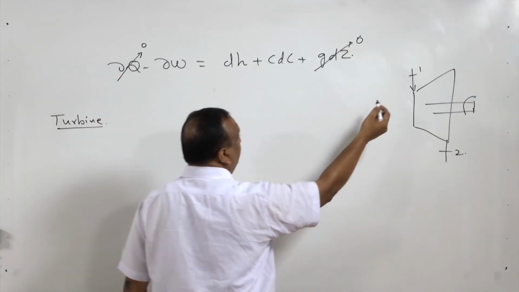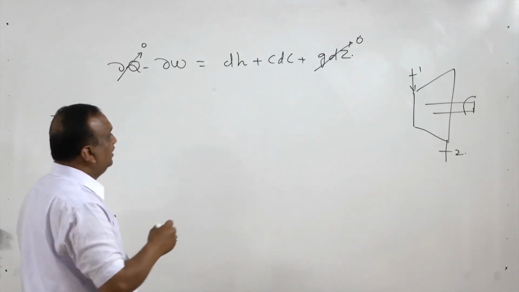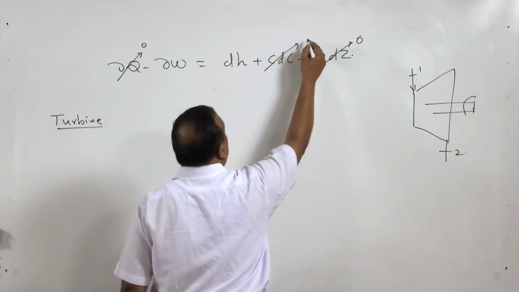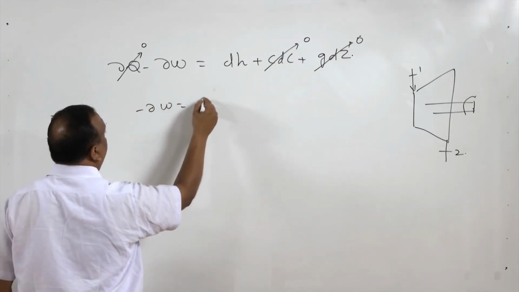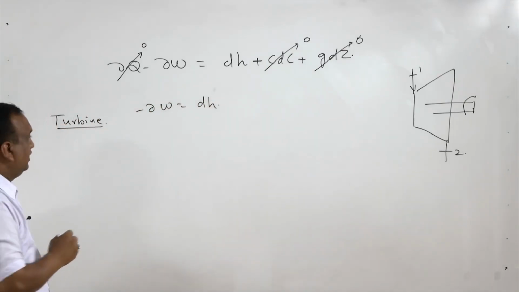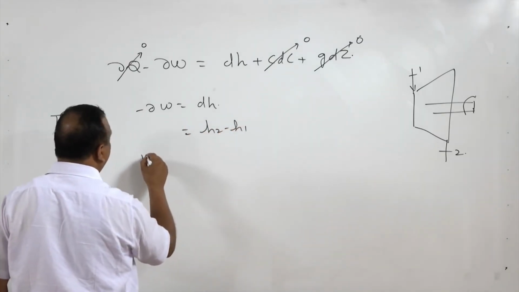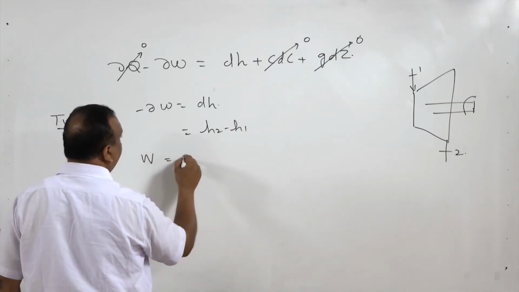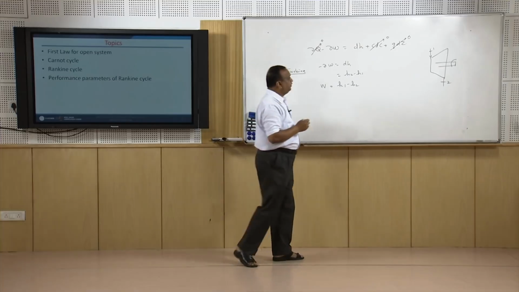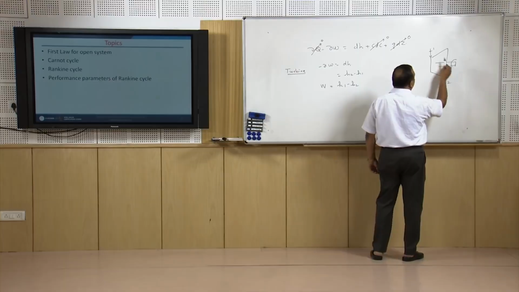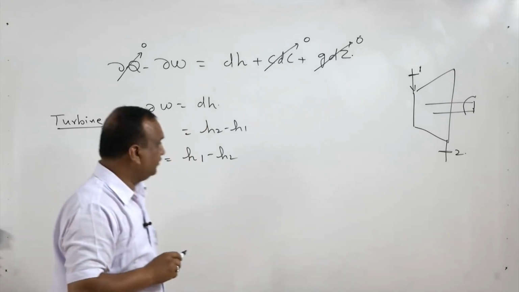If there is no change, or an insignificant change, in inlet and outlet velocity of the fluid, then the kinetic energy term is also 0. So, minus delta W is equal to dH, and dH is nothing but H2 minus H1, or we can say the turbine output is equal to H1 minus H2. It means the work output we are getting from the turbine is the difference of enthalpy at inlet and enthalpy at the outlet of the turbine.